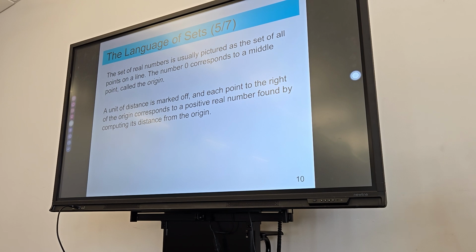The set of real numbers is usually pictured as a set of all points on a line, 0 being in the middle, called the origin. We used number lines in, when did we stop using number lines? About 5th or 6th grade for counting and that sort of thing.